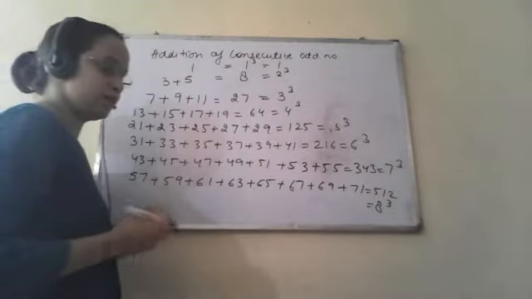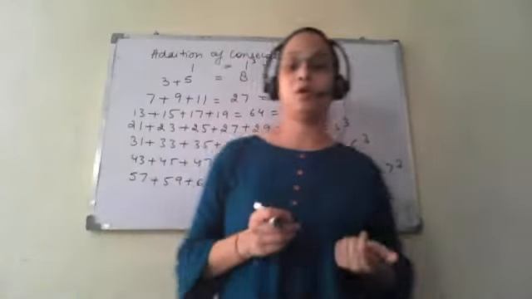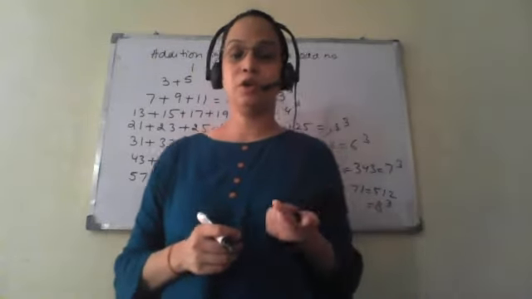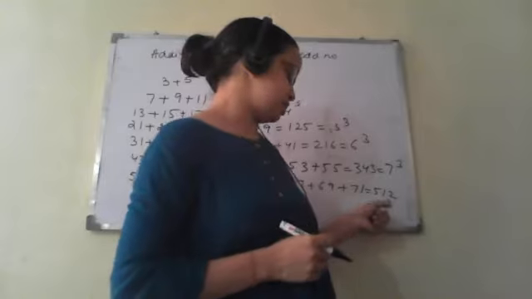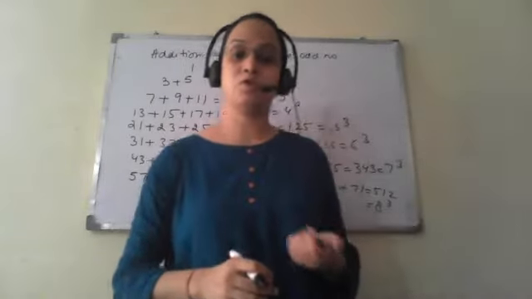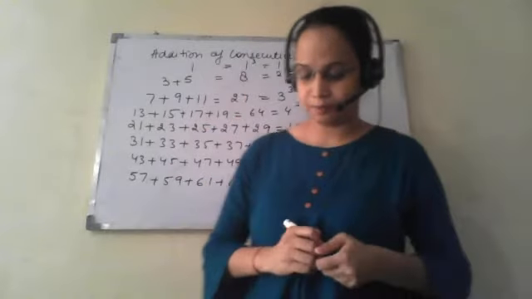Clear? So the cube of every number can be expressed as a sum of consecutive odd numbers. Since it is a cube of 8, it will be expressed as a sum of consecutive 8 odd numbers. Clearly?